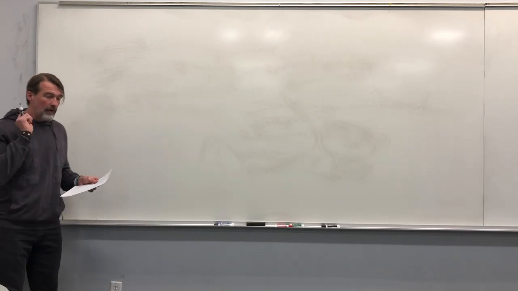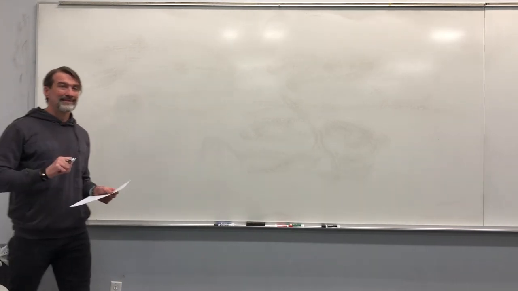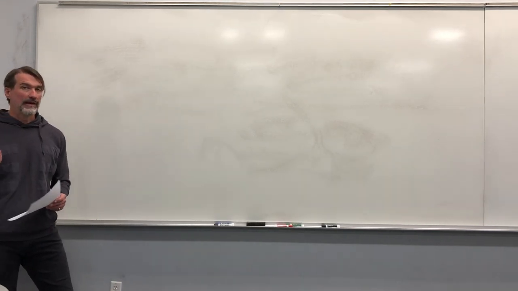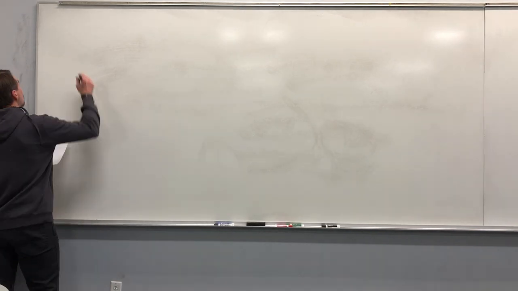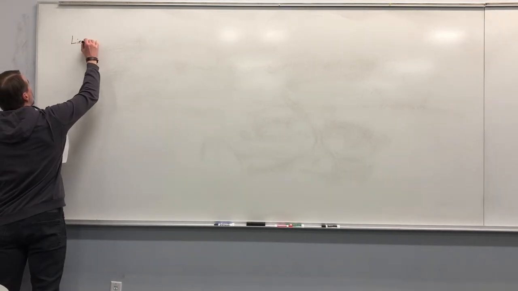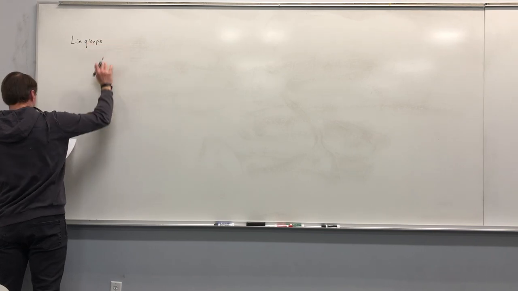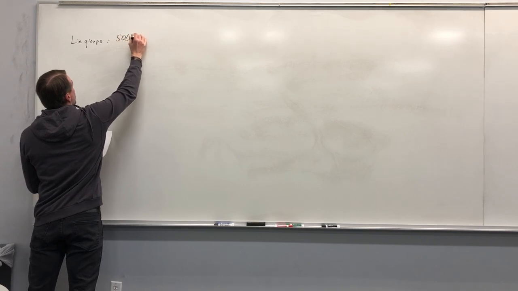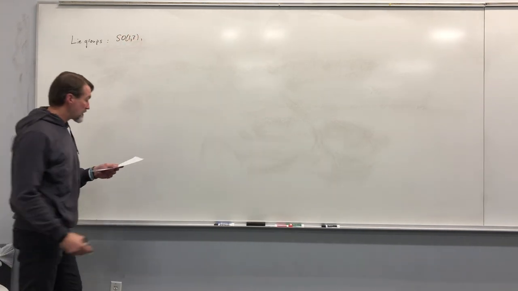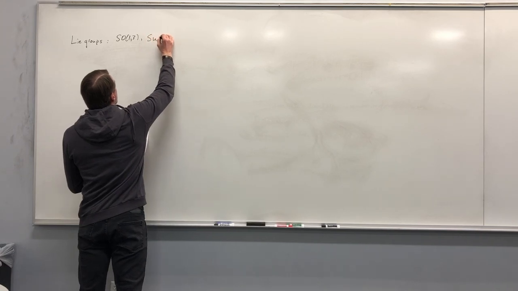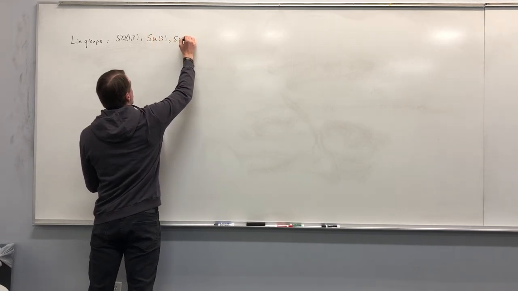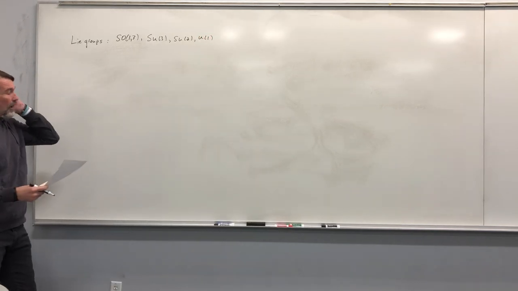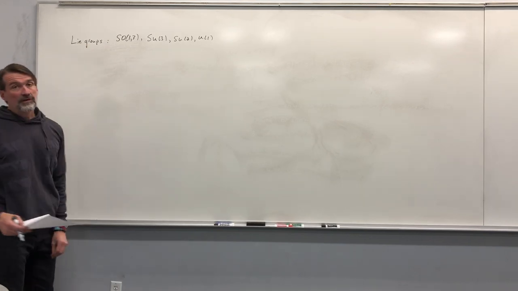Fortunately, all of the groups that we're going to work with in this class are examples of a special type of group. The comparison is actually straightforward. And these are called Lie groups. Okay? So for example, SO(1,3) is the set of Lorentz transformations, SU3 is the strong interaction symmetry group, SU2 is the weak interaction symmetry group, and U1 is the electromagnetic symmetry group. All of these are examples of what are generally called Lie groups.